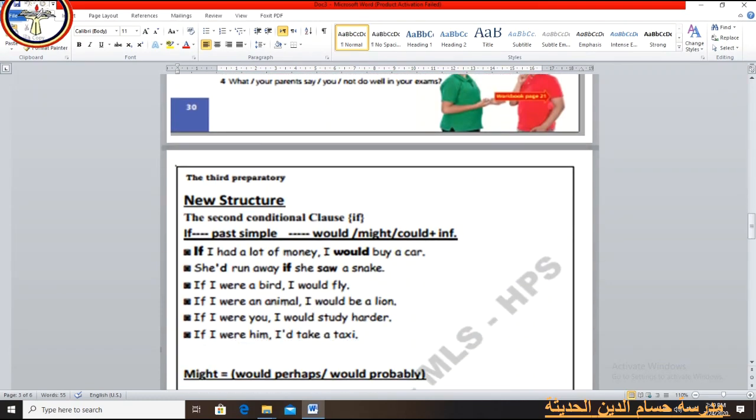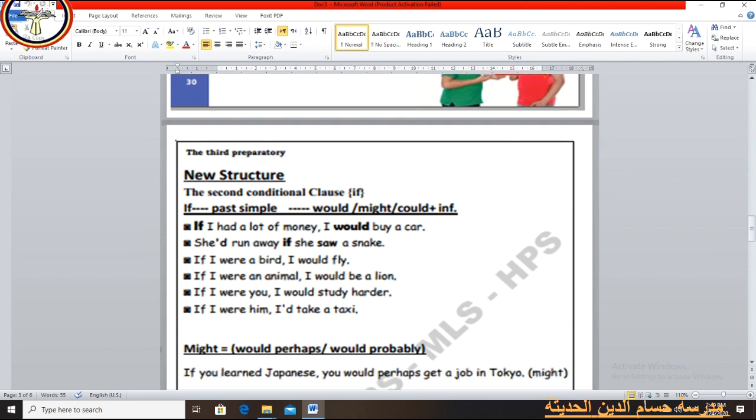speak about the new structure. If followed by past simple, the second sentence would be would. You can use would, might, could plus infinitive. If I had a lot of money, I would buy a car. She would run away if she saw a snake.